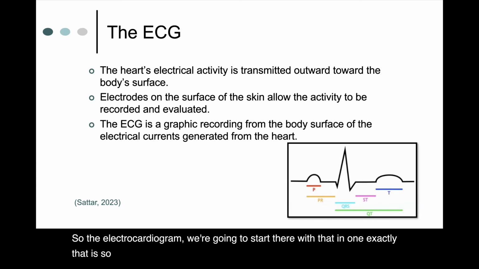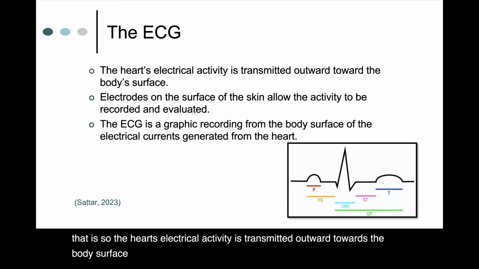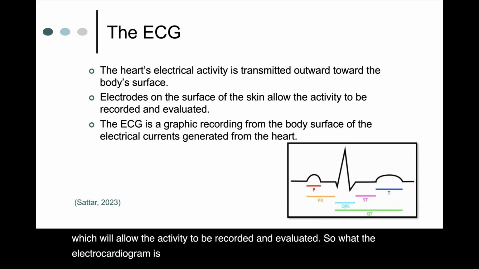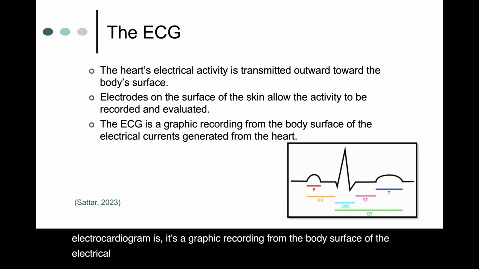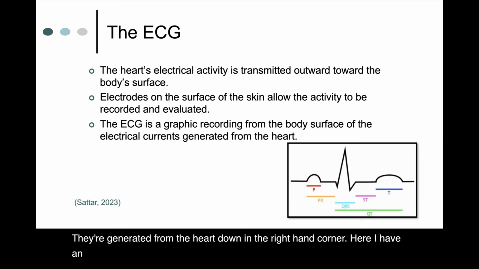So the heart's electrical activity is transmitted outward towards the body's surface. Electrodes can be placed on the surface of the skin, which will allow the activity to be recorded and evaluated. So what the electrocardiogram is, it's a graphic recording from the body surface of the electrical currents that are generated from the heart. Down in the right-hand corner here, I have an example of what an electrocardiogram would look like.